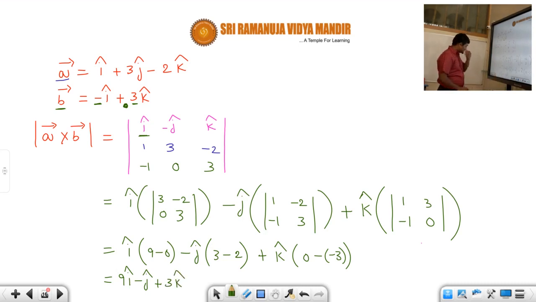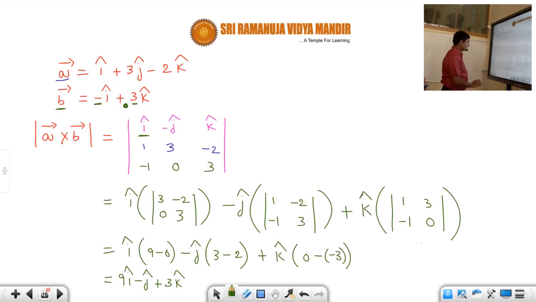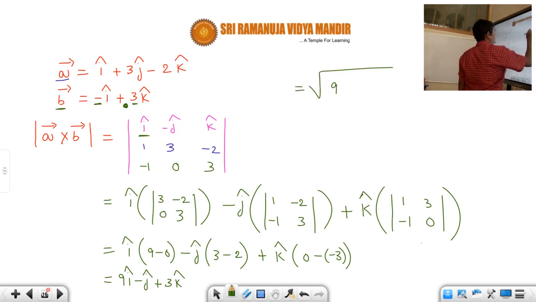So if you are asked to calculate the magnitude, students, you can easily calculate the magnitude. So the magnitude of that is equal to under root 9 square plus 1 square plus 3 square, students.